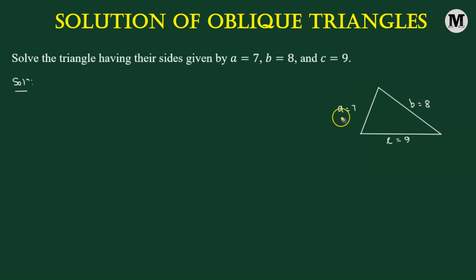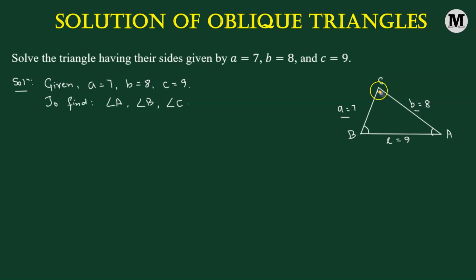Now we'll start with the side A. The angle which is opposite to that side, we are going to denote by the letter A in uppercase. Then for the side B, the angle opposite to that side is going to be denoted by B in uppercase. And then we have the third vertex, the angle opposite to C. We are going to denote it by the letter C in uppercase. So our goal will be to determine the angle measures of A, B, and C.